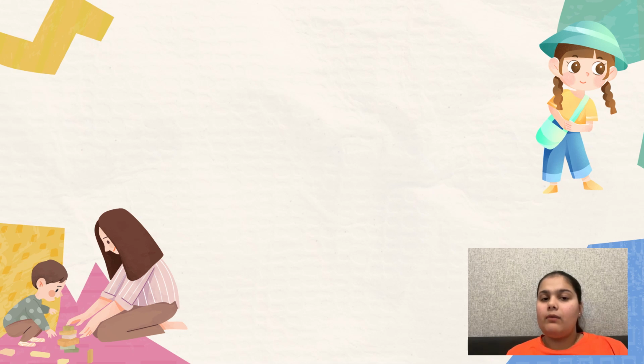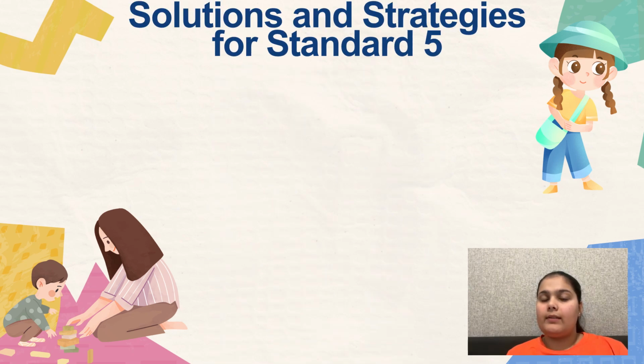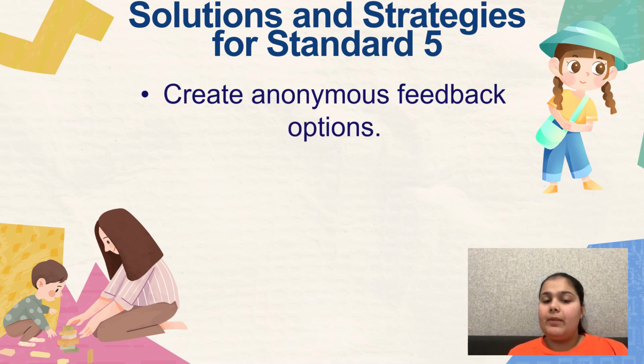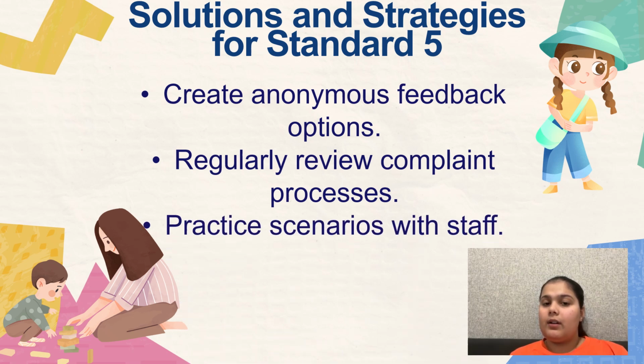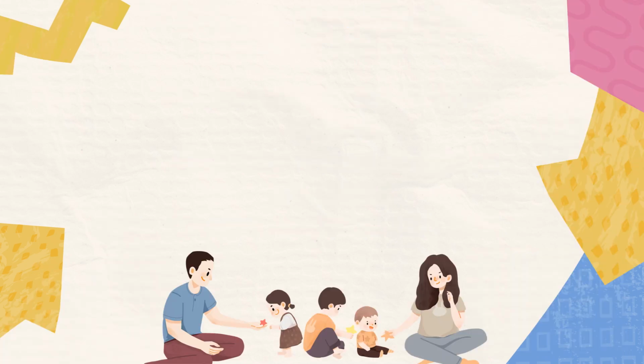But we can solve these problems. Let's look at slide 22. We can set up anonymous feedback options so people feel safe sharing concerns. Review our complaint processes regularly to keep them clear and current. And practice real life scenarios with staff so they feel confident about how to respond when needed. With the right support and preparation, we can make sure every concern leads to action.